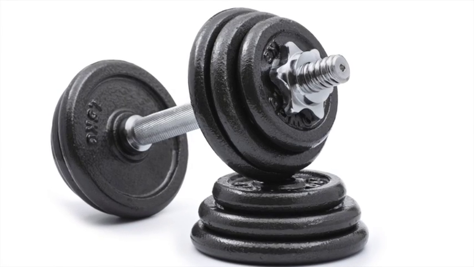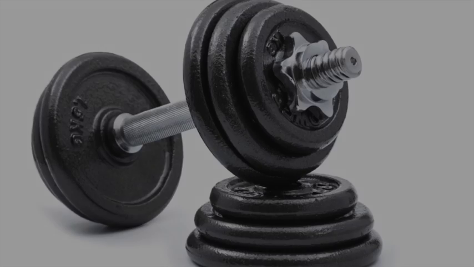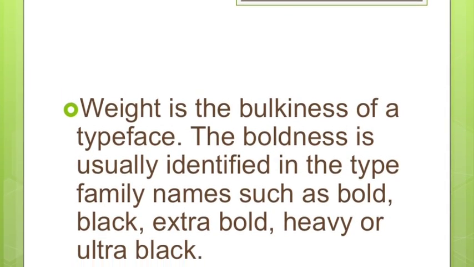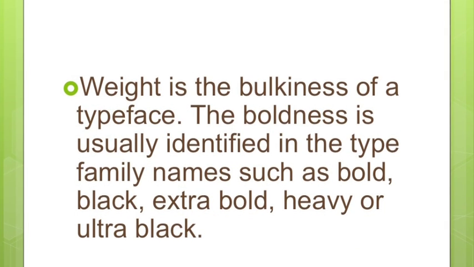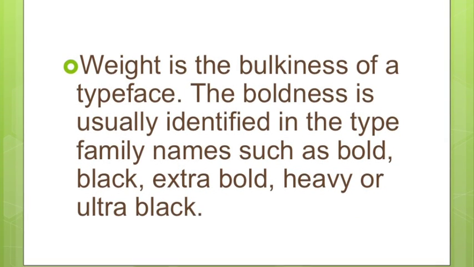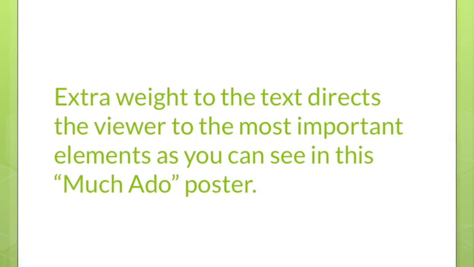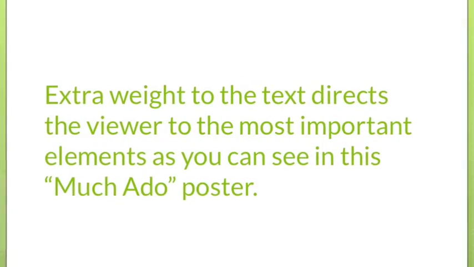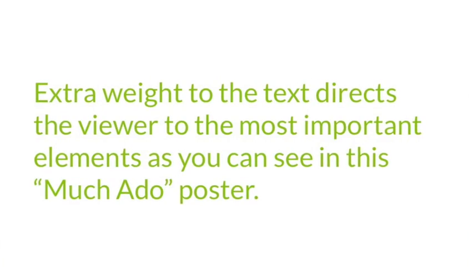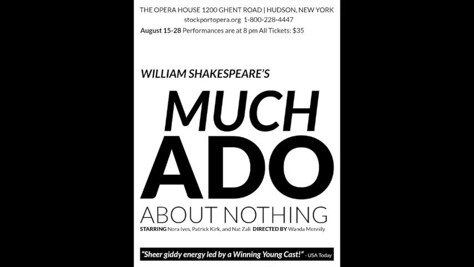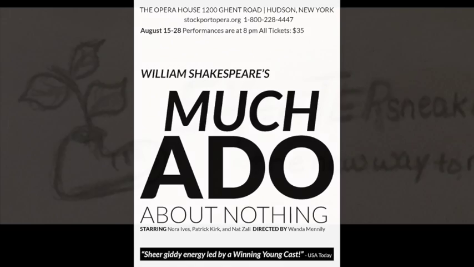And then there is weight. Weight is the bulkiness of a typeface. The boldness is usually identified in the type family names as either bold, black, extra bold, heavy, or ultra black. Extra weight to the text directs the viewer to the most important elements, as you can see in this Much Ado poster. Your eyes go directly to Much Ado because that's where the designer wanted you to look first.